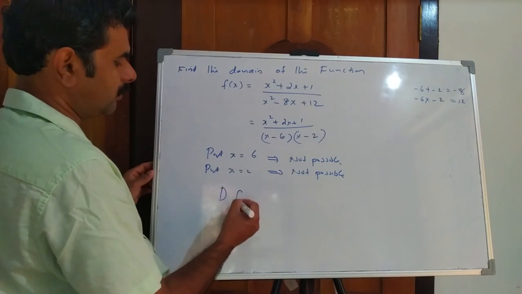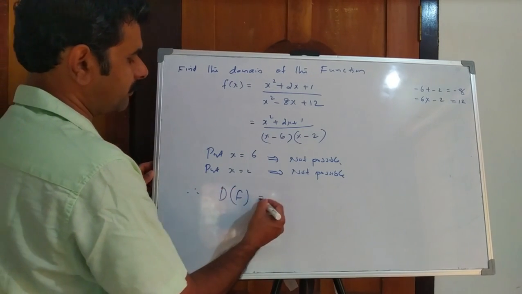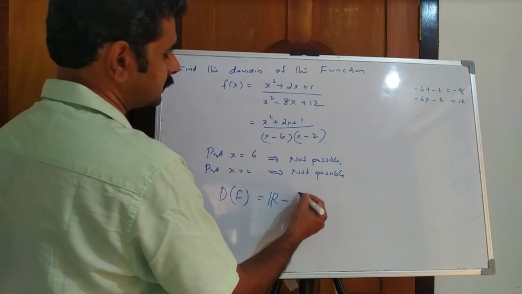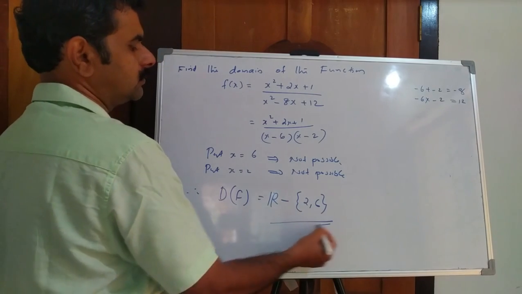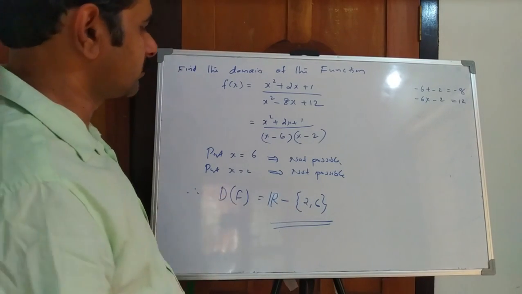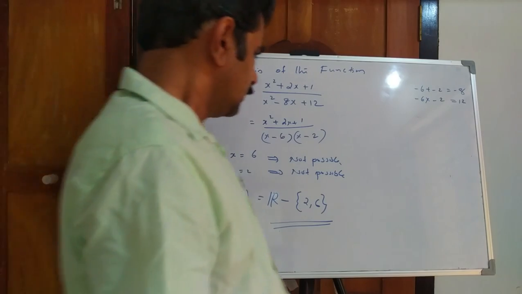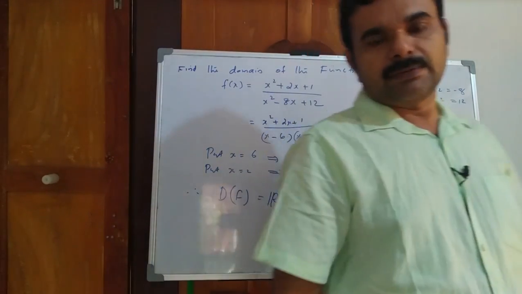Then what will be the domain of f? Therefore, the domain of f is equal to the set of real numbers minus {2, 6}, that is, the difference of the set {2, 6}. So this is the domain of the function f of x. So that is all about this chapter.